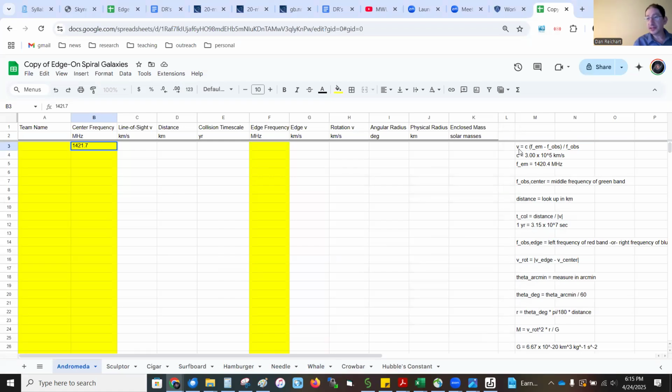Solving for V, the velocity, the motion of the center of the galaxy, it's the speed of light times the emitted frequency, and the 21 centimeter emission line emits at 1420.4 megahertz, minus the observed frequency, 1421.7, quantity divided by 1421.7. So you can calculate that. You can code that in here. It's equal to the speed of light. You got that number right there, 3e5 times the emitted frequency, 1420.4 minus the observed frequency, divided by the observed frequency.